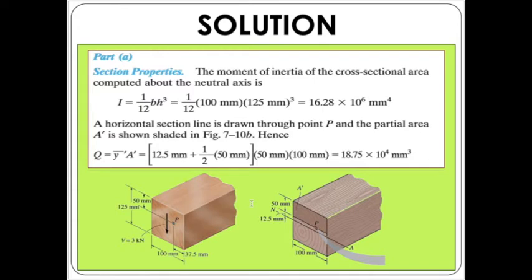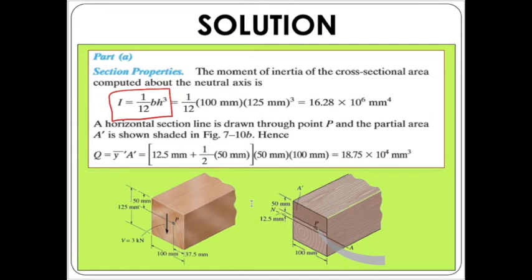As for this example of a wooden beam, it is of a rectangular section. So, straightforward, we can use the equation I equals bh cubed over 12. We can simply use this equation since it is a typical rectangular section. So we have here 16.28 times 10 to the power of 6.